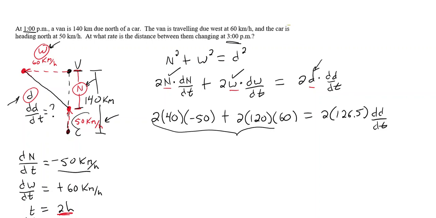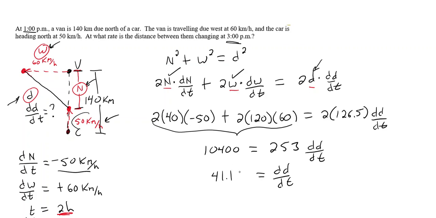So if we plug all of this into your calculator, probably, we get 10,400 is equal to 253 dd dt, and then just divide both sides there. We get dd dt is equal to 41.1. So 41.1 kilometers per hour.